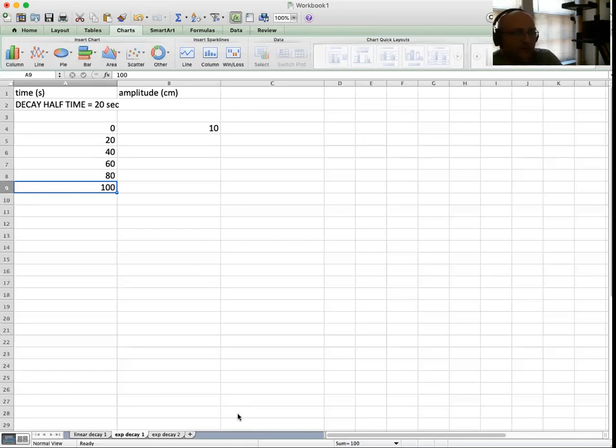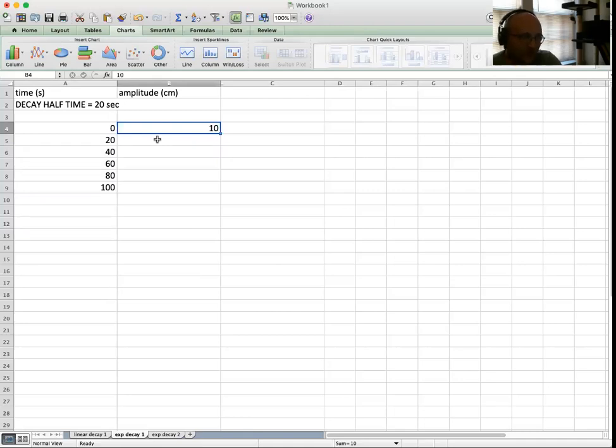So for linear decay, I lost the same number of centimeters every 20 seconds. But here, I want to make a spreadsheet showing what happens when the decay half-time is 20 seconds. So decay half-time equals 20 seconds means after 20 seconds, the amplitude is cut in half. Pretty simple. I'm not even going to use a calculator for the first couple.